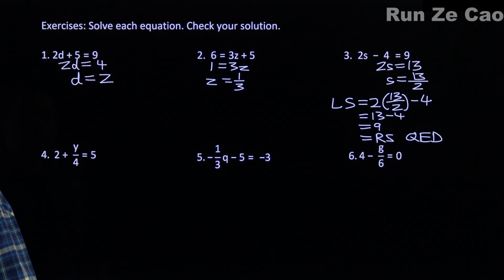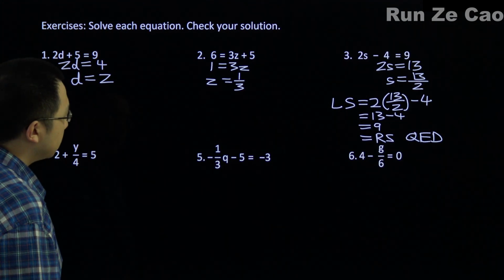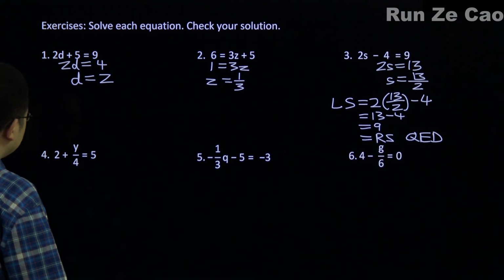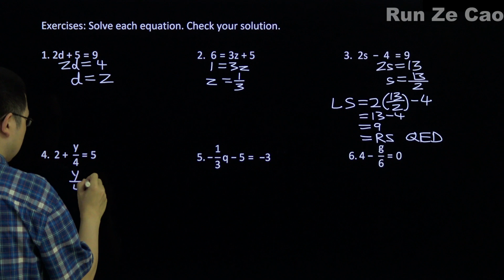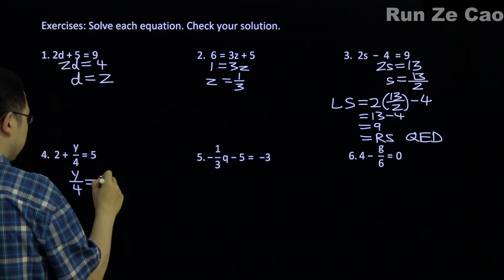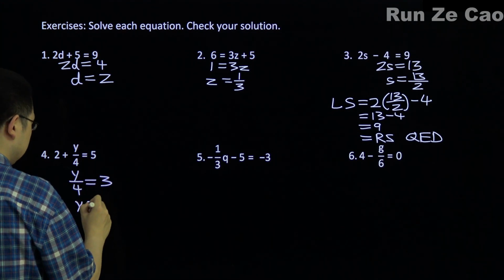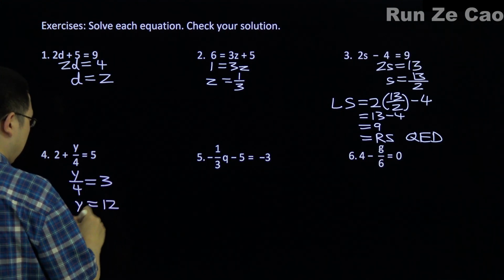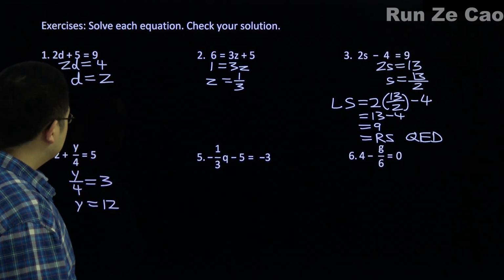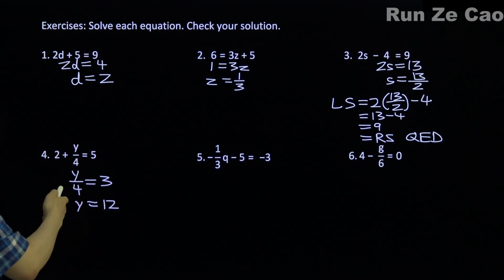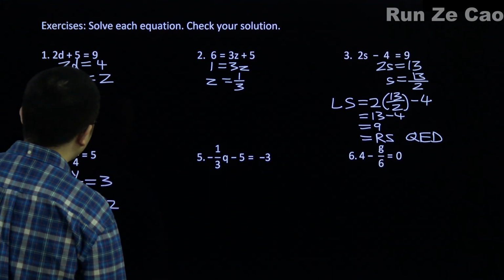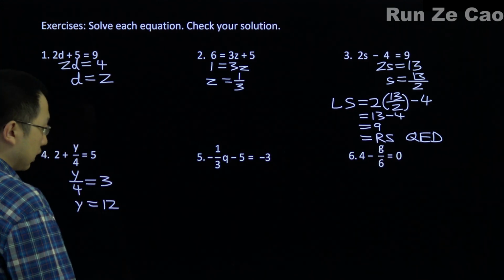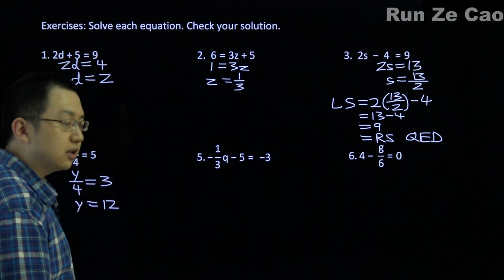So, how about this equation here? 2 plus y over 4 equals 5. Well, y over 4 is therefore equal to 5 minus 2, which is 3. So y is equal to 3 times 4, which is 12. Now, when we check our solution, we sub it back in and go left side equals 2 plus 12 over 4, equals 2 plus 3, equals 5, equals right side. QED.